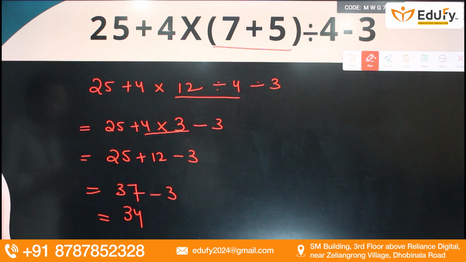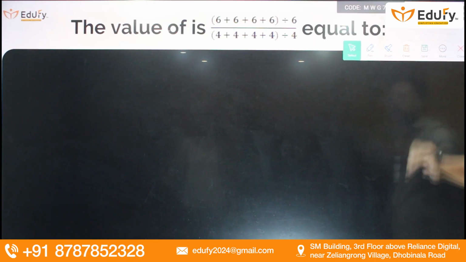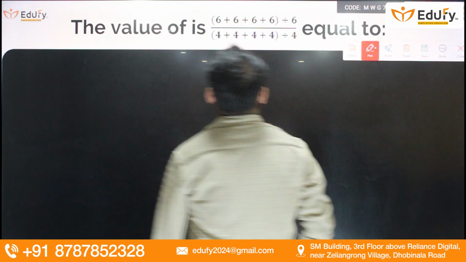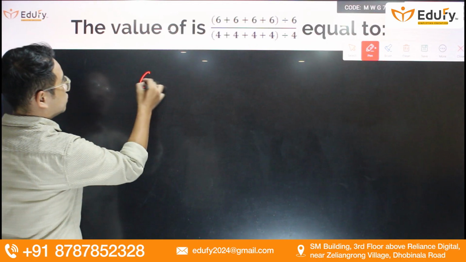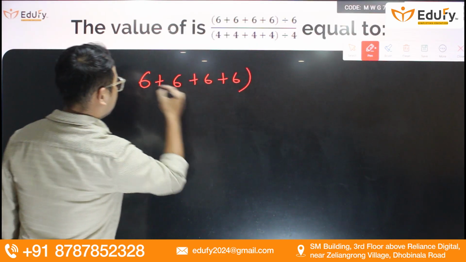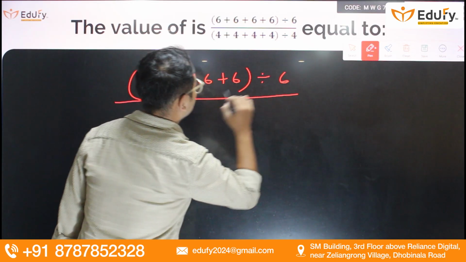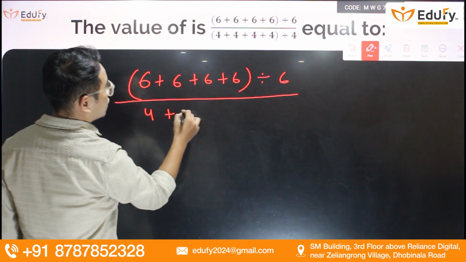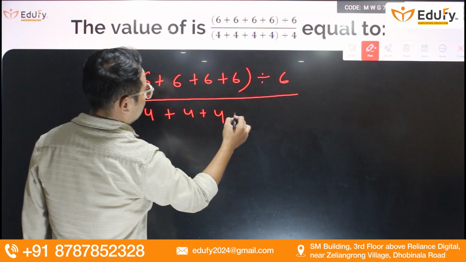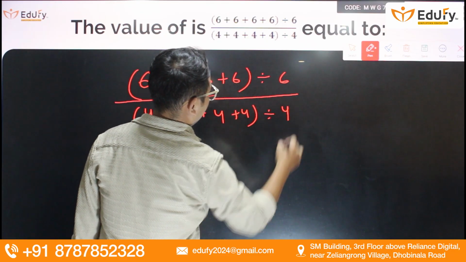So this is one. Let us try another question. Let's try this question. The value of, I'll write it here just to be clear: bracket 6 plus 6 plus 6 plus 6 divided by 6, and we have another sign here, bracket 4 plus 4 plus 4 plus 4 divided by 4.